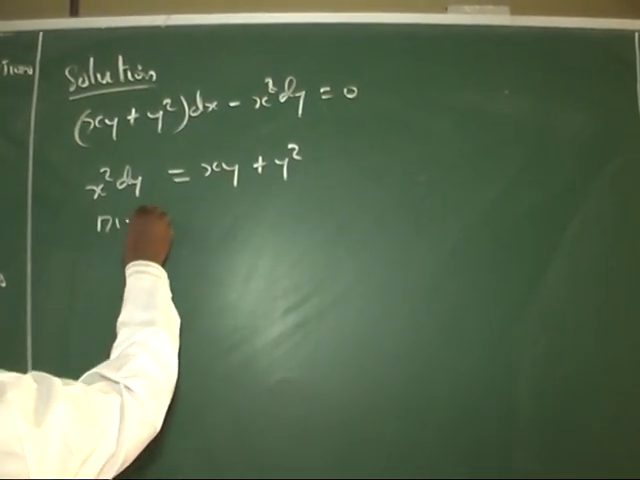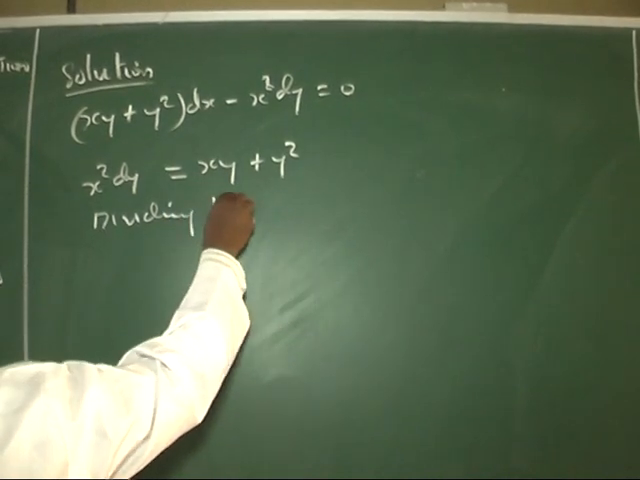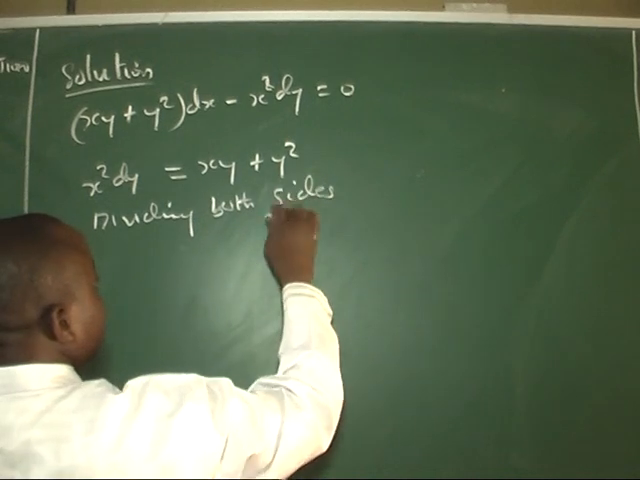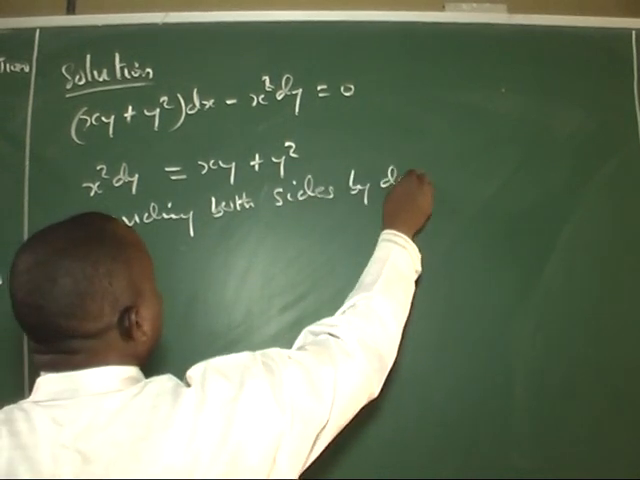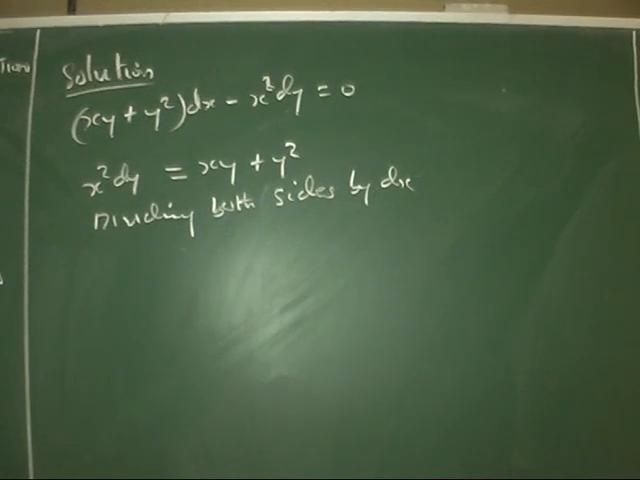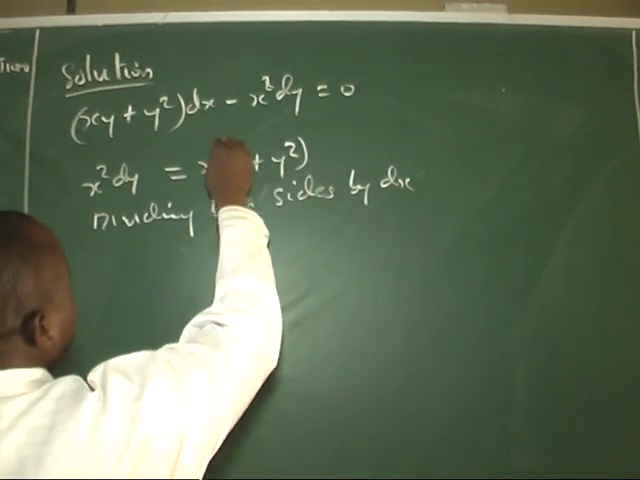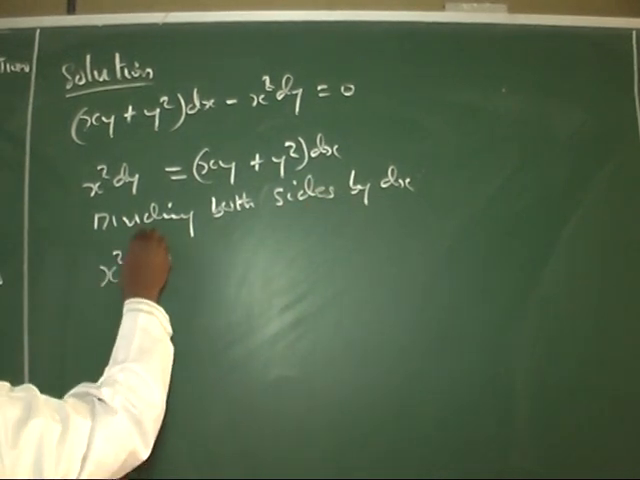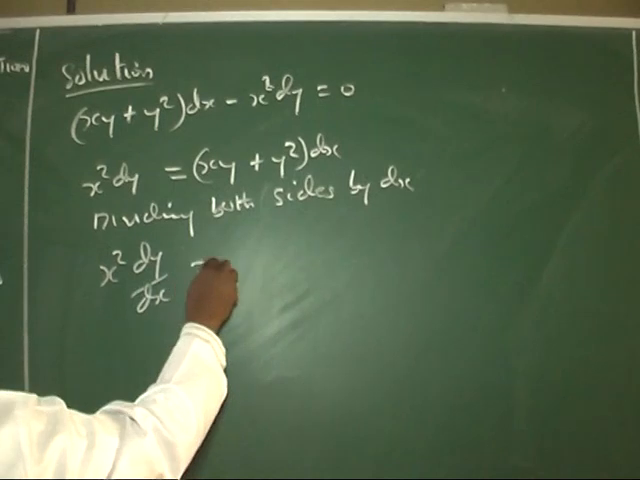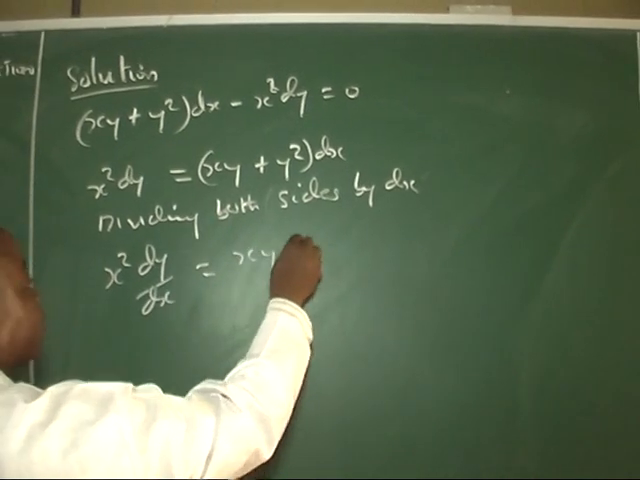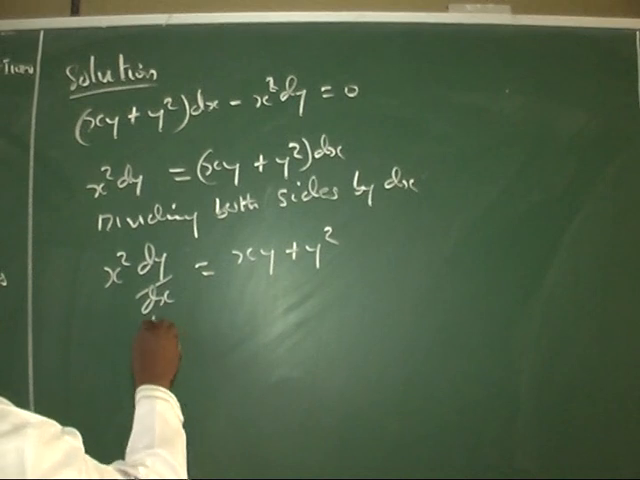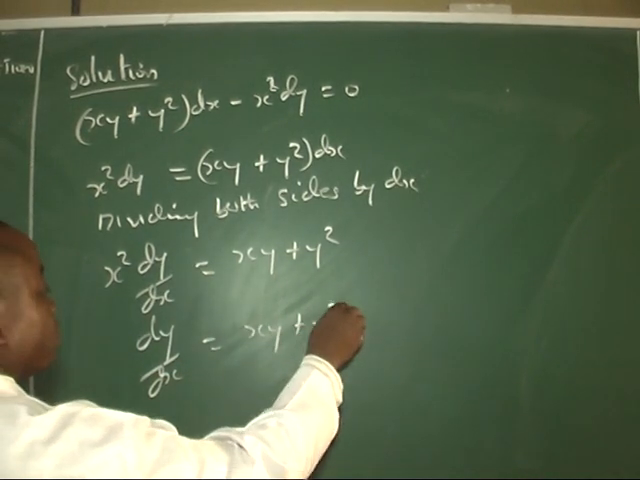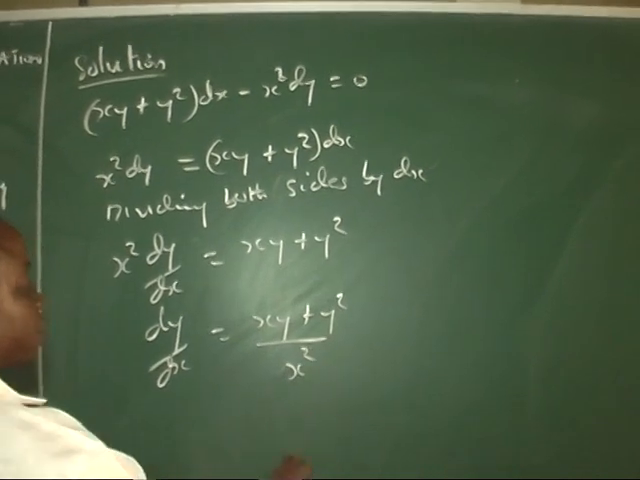Now, dividing both sides by dx, I have x² dy/dx equal to xy + y². Now dy/dx will be equal to (xy + y²) all over x².